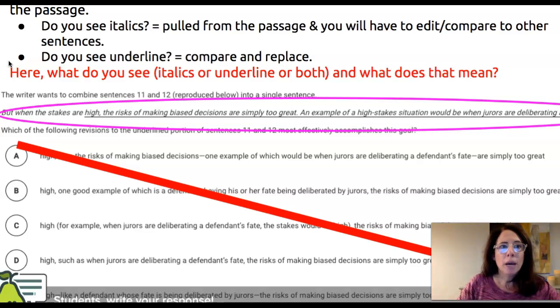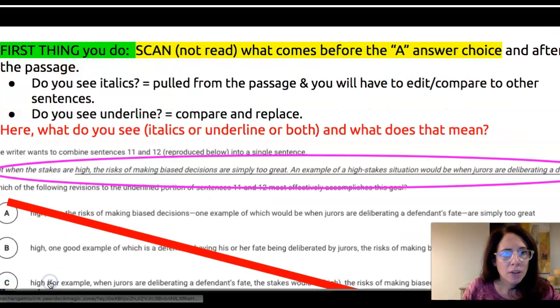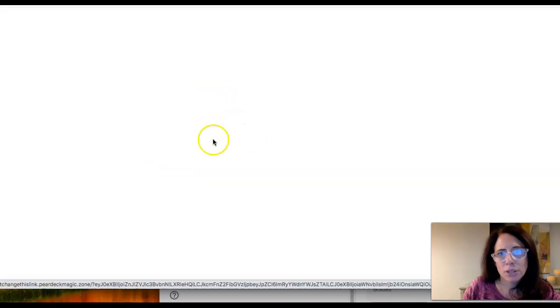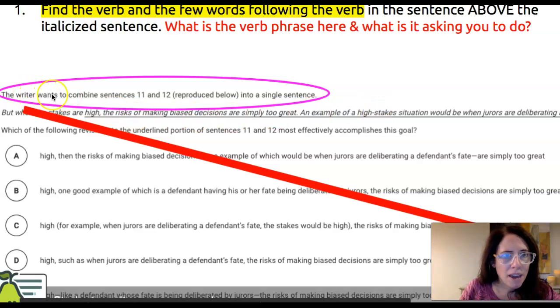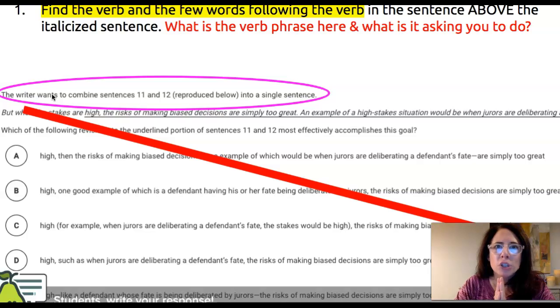Then I want you to go up to the line before the italicized sentence, and as soon as we're at the line above the italicized sentence, we're going to read that, but I want you to read it for the first verb phrase. So what is that first action word? And when I see the first verb phrase, I see "to combine," right? There is the "wants," right? But what is the writer wanting to do?